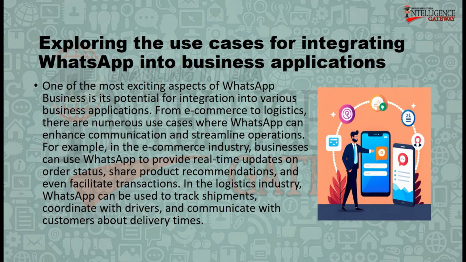Exploring the use cases for integrating WhatsApp into business applications. One of the most exciting aspects of WhatsApp Business is its potential for integration into various business applications. From e-commerce to logistics, there are numerous use cases where WhatsApp can enhance communication and streamline operations. For example, in the e-commerce industry, businesses can use WhatsApp to provide real-time updates on order status, share product recommendations, and even facilitate transactions. In the logistics industry, WhatsApp can be used to track shipments, coordinate with drivers, and communicate with customers about delivery times.